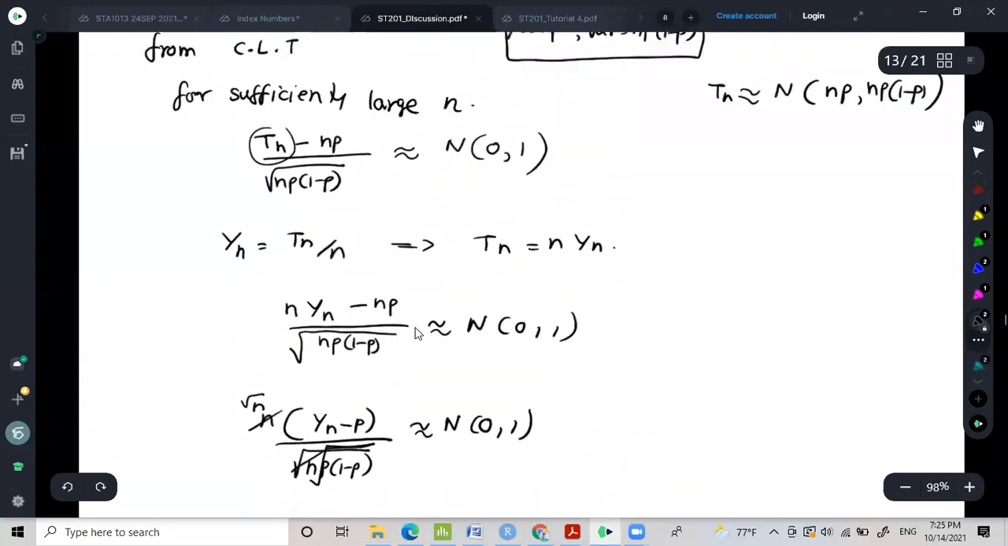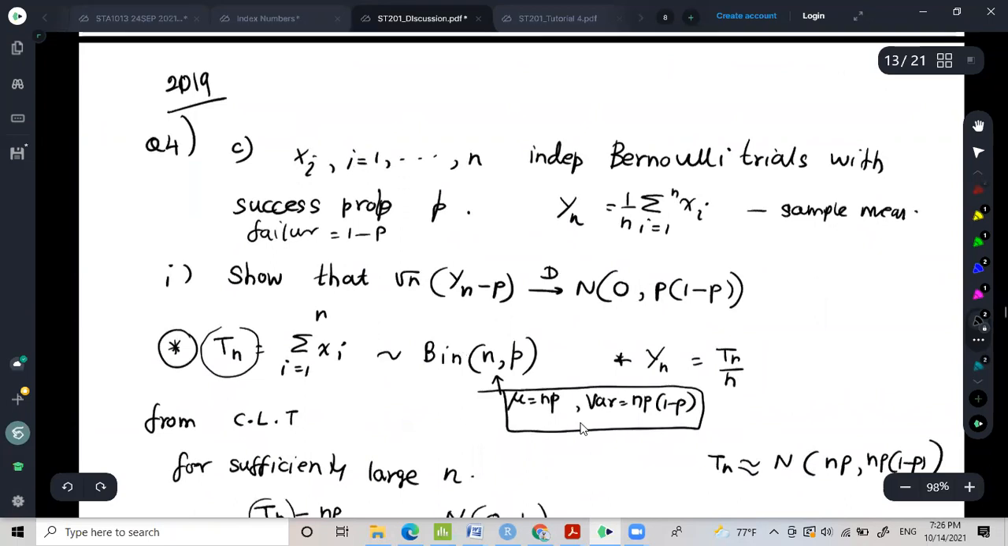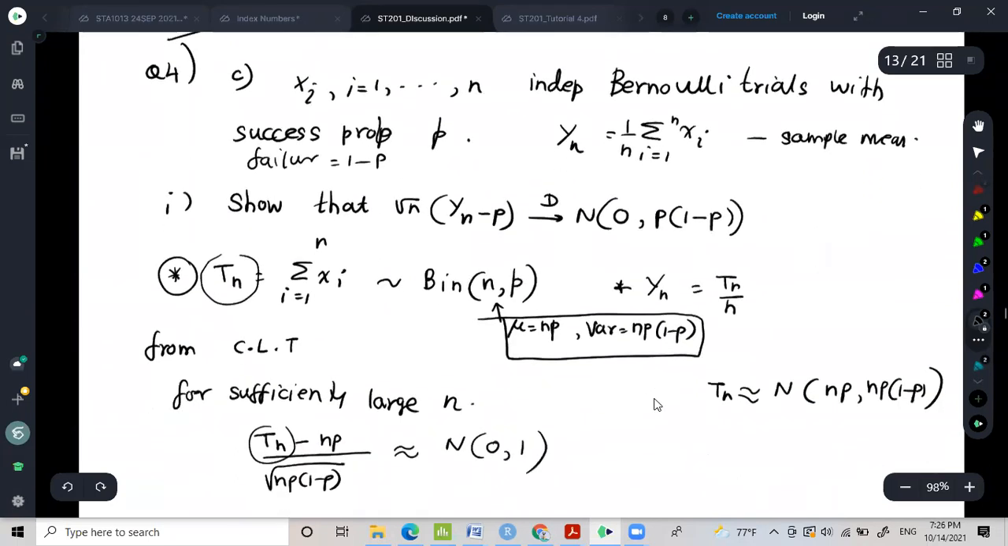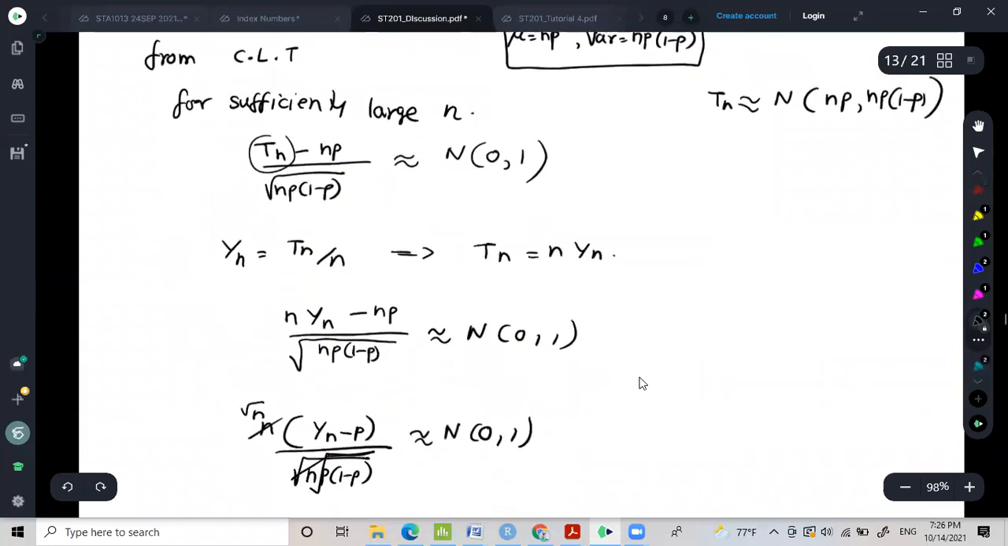The trick here is you should know that when you have Bernoulli trials, their sum becomes the binomial, and you know the mean and variance of the binomial. Then when you take the sum, you have the central limit theorem, which gives the mean, the standard deviation, and the normal approximation. That's all you should know. After you formulate this normal approximation, the rest is simply substituting the letters that you want in your final answer.